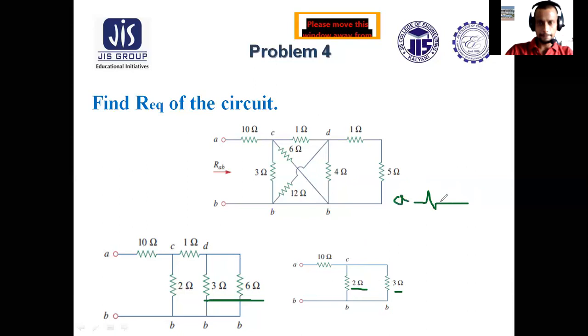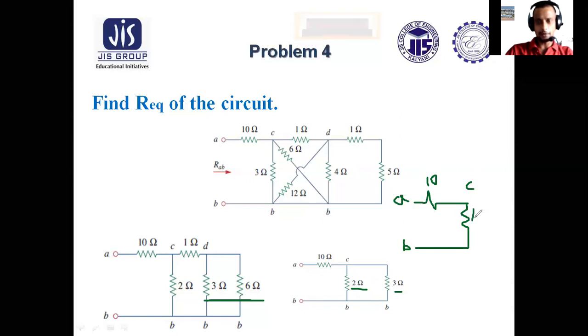A, 10 ohm, C, B. In between C and B, there is one 2 ohm and one 3 ohm. So the parallel combination will be 3 into 2 by 3 plus 2, 1.2 ohm. So the equivalent resistance, Req, will be 11.2 ohm. This is the equivalent resistance of the circuit.